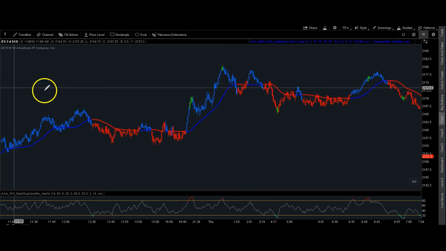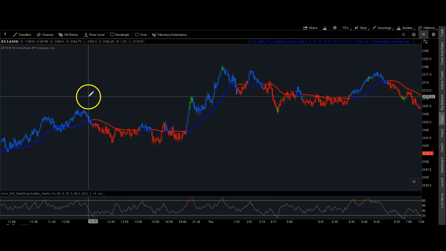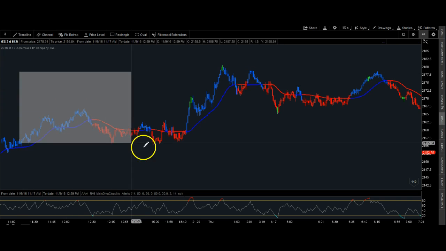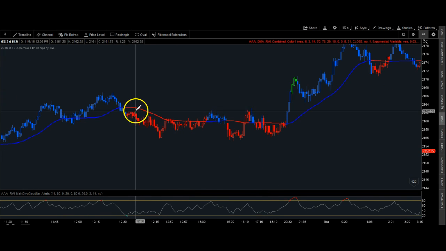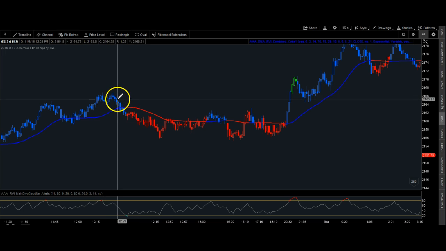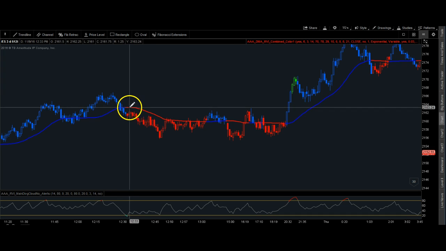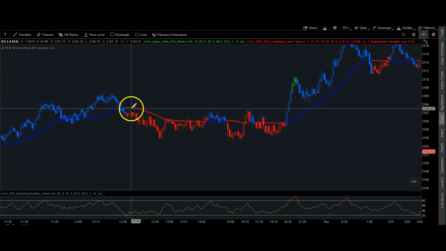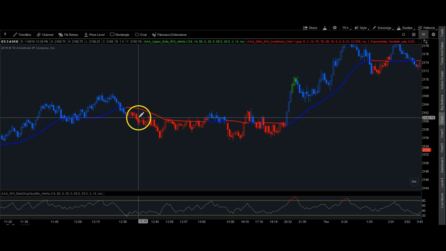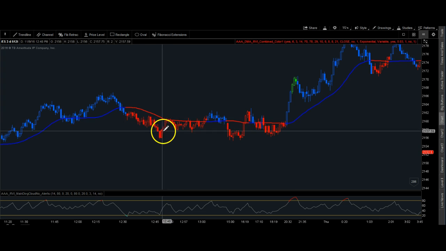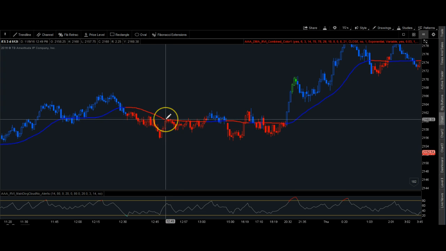So let's zoom back and look at what price has done. Here's what the trade essentially is: when the 8 and the 21 cross, it'll change color, going from blue to red. Blue is bullish, red is bearish. What I like to look for is to go short on the very first retest of the kickback to the line.